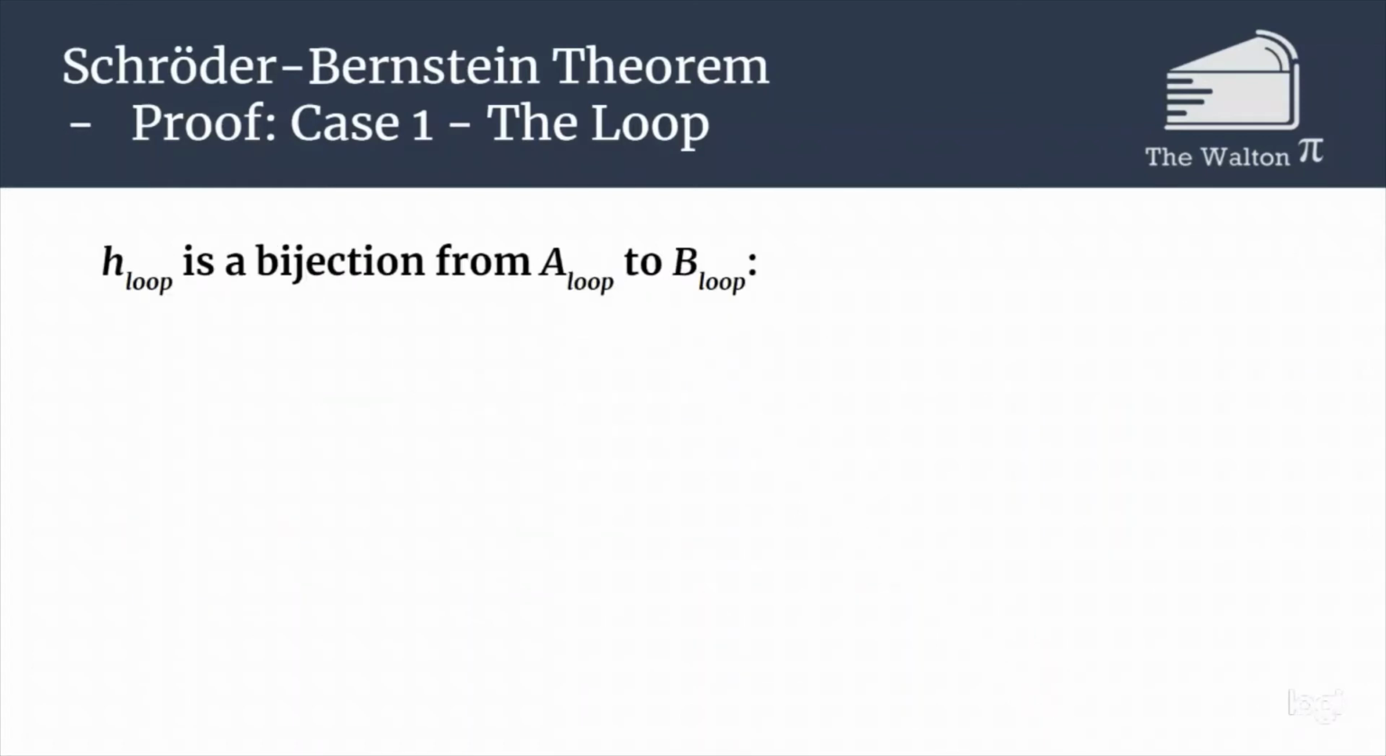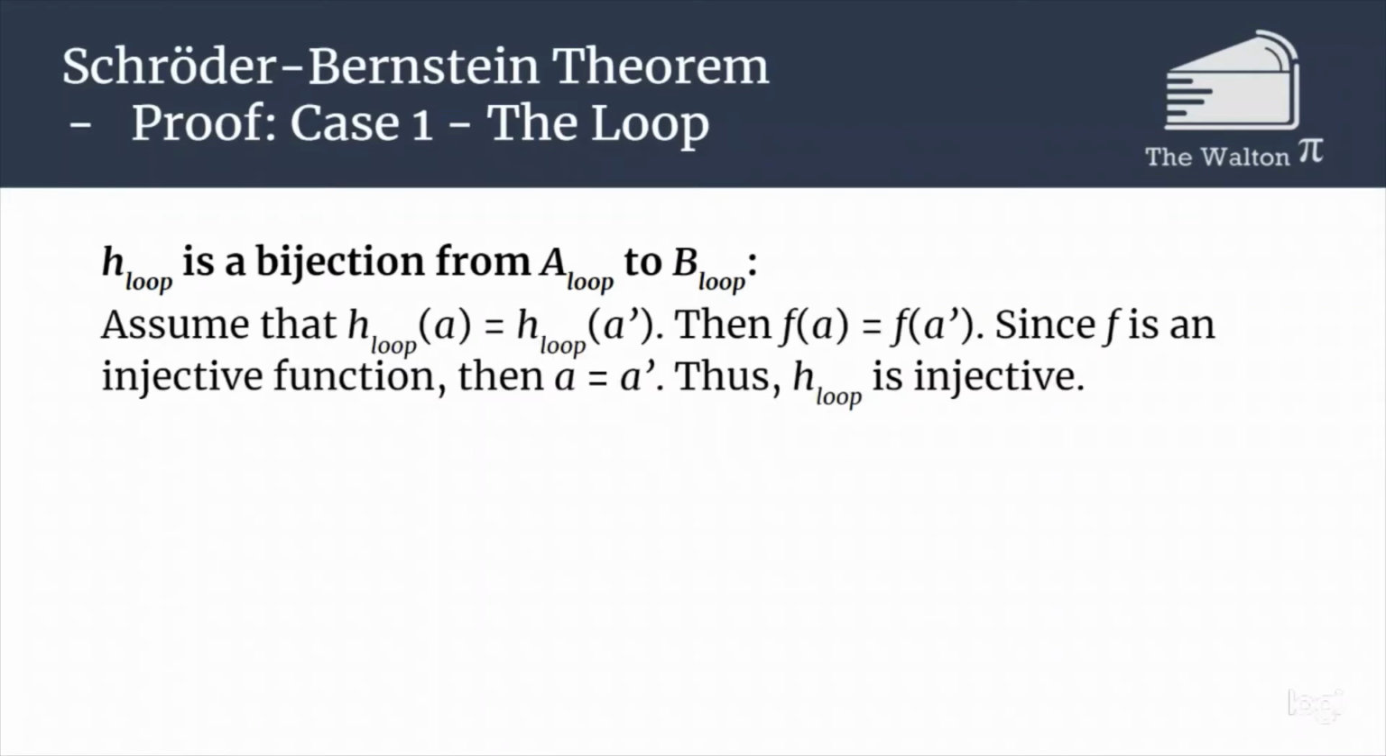The first thing we need to prove is that h_loop is injective. So assume that h_loop(a) is equal to h_loop(a'). We defined h_loop(a) to be just the next element in our loop. But our loop was defined in terms of f and g. So it sends things in A to things in B through the function f, which means that h_loop(a) is really just a fancy way of saying f(a). And that means we now can write h_loop(a) = h_loop(a') as f(a) = f(a').